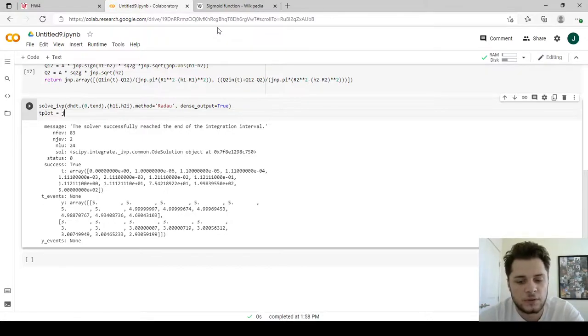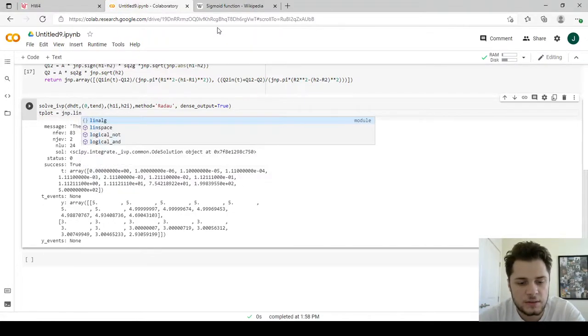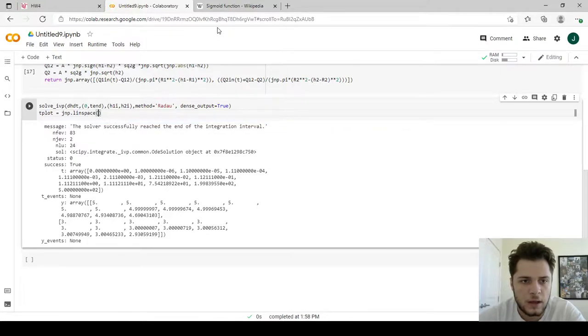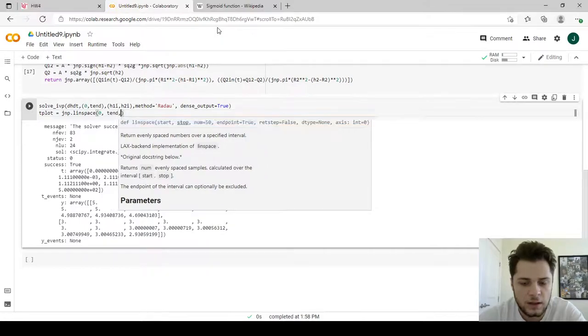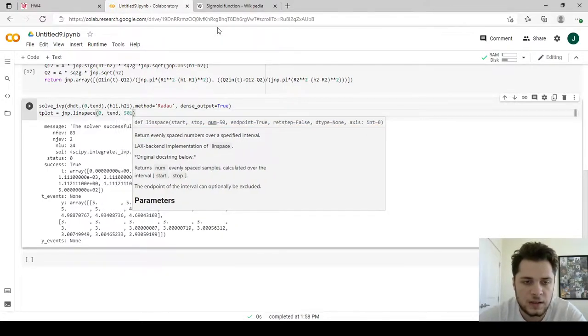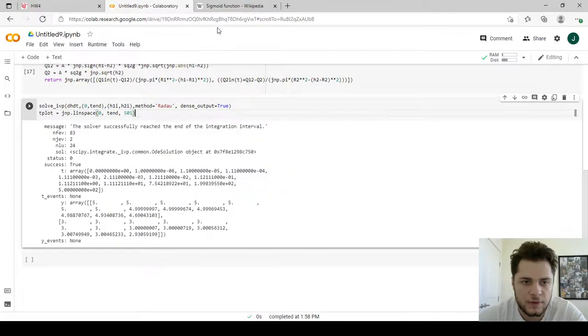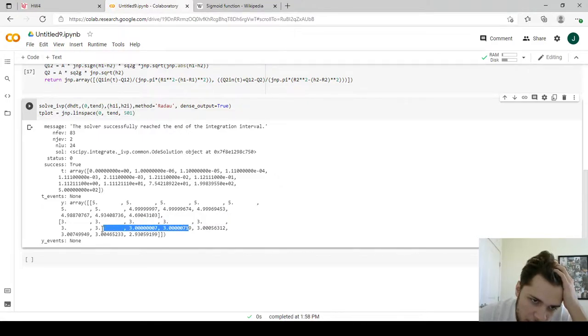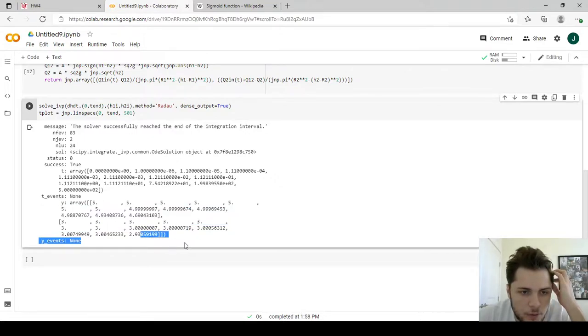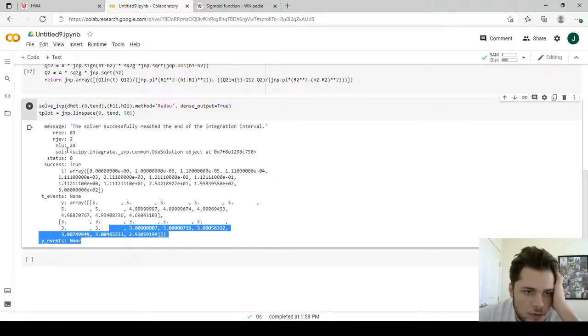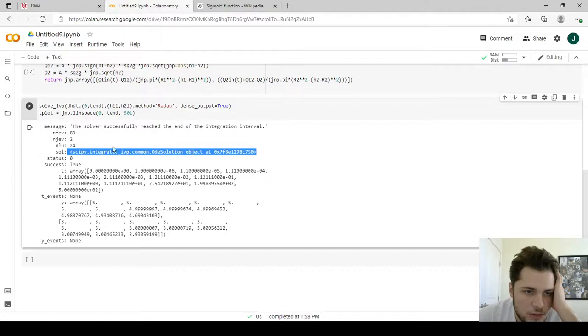So to do that, we just go jmp.linspace, and we want our start, 0 to t-end, and I want a point for every second. So I have 501 points, 501 seconds. And then I'm going to clean up this data a little so we can graph our plots. To do that, we're going to use the sol function that they gave us.